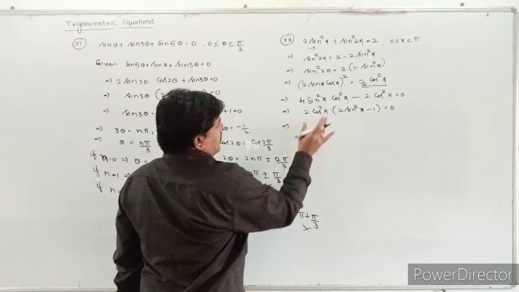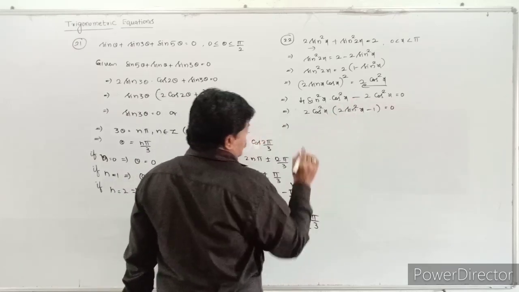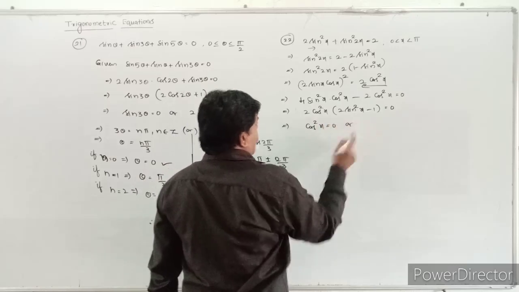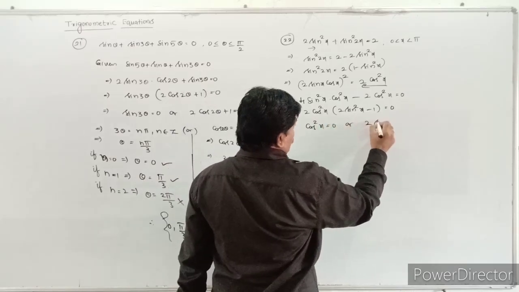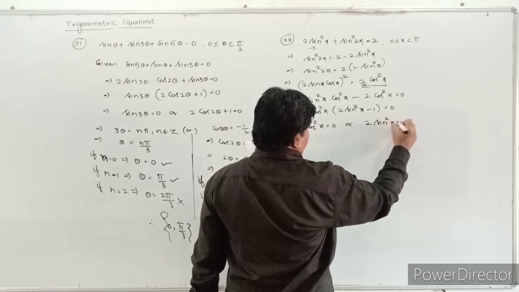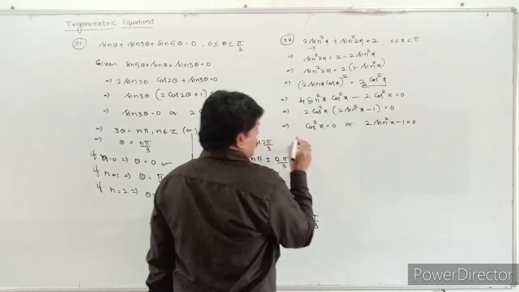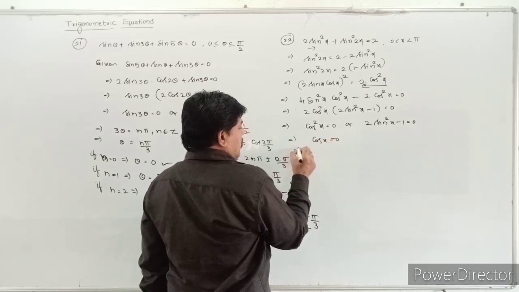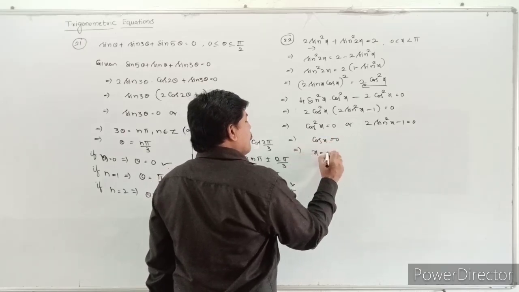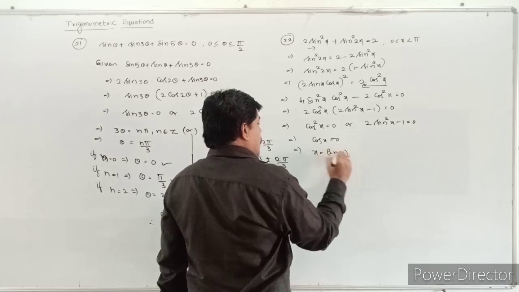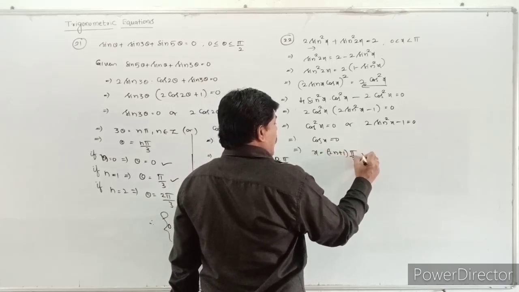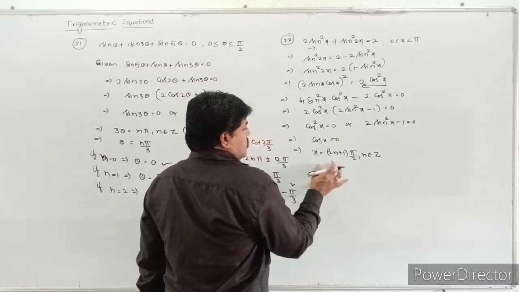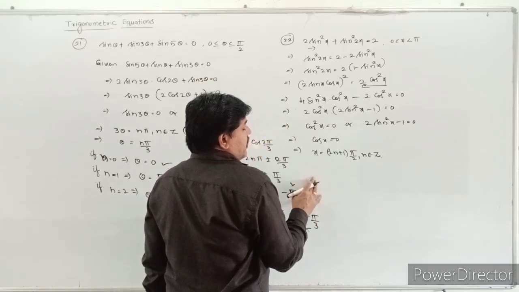So that implies a equal to 0 or b equal to 0. That implies cos square x is equal to 0 or 2 sine square x minus 1 is equal to 0. So cos square x equal to 0 means cos x is equal to 0. That implies x is equal to (2n plus 1) into pi by 2, n belongs to Z. So for this one, take the solutions like that.